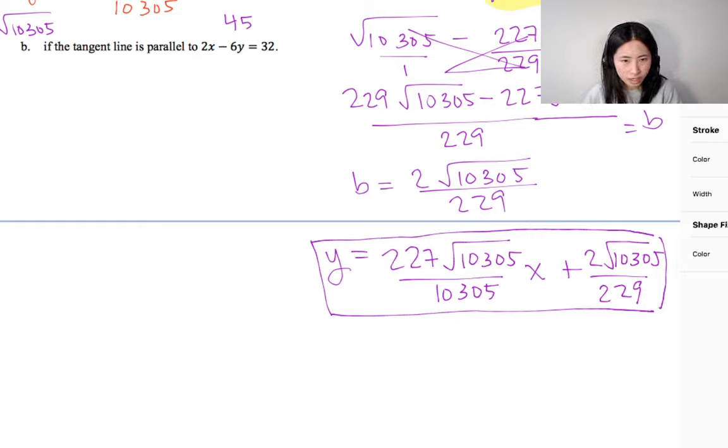So what does it mean when something is parallel, right? So think about when two lines are parallel, what is the same among the two lines, right? So if two lines are parallel, that means, if you remember from middle school, the slopes need to be the exact same thing, right? So first, we need to figure out what the slope is of 2x minus 6y is equal to 32. And then we need to confirm whether that's the same as what we have in our tangent line.